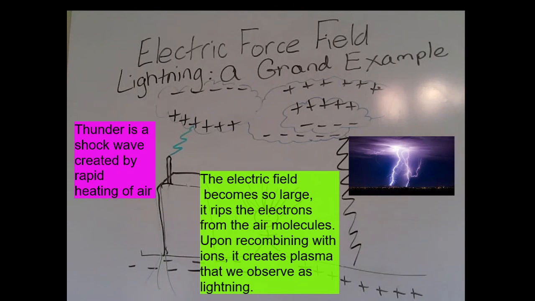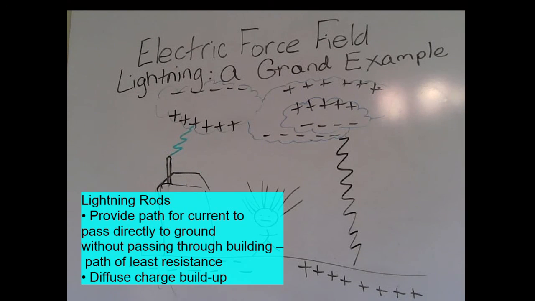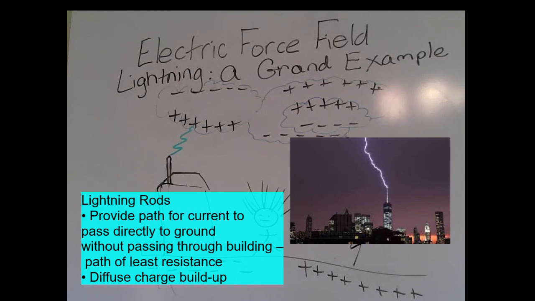The polarized cloud sets up an E field that's strong enough to turn air, which is usually an insulator, into a conductor. And when that happens, the atoms in the air are stripped of their electrons, and we see that as lightning. Ben Franklin was very interested in static electricity, and he invented the lightning rod.